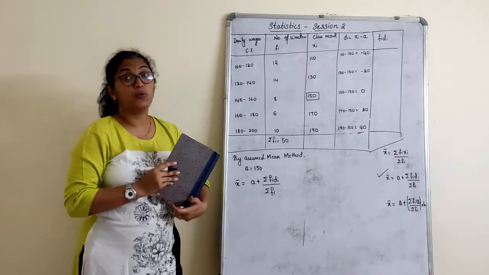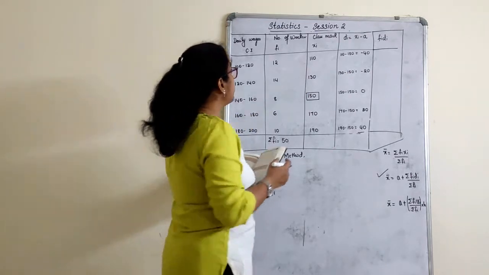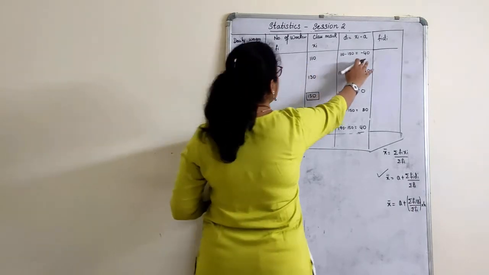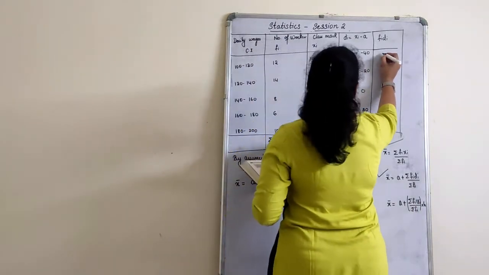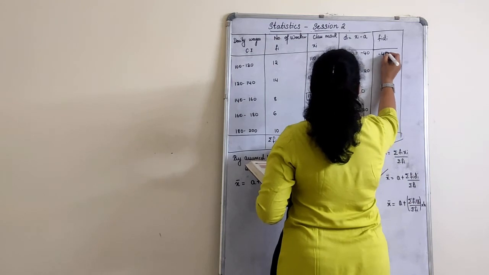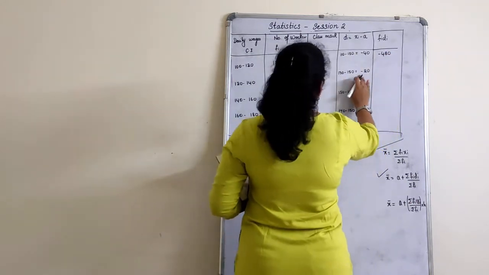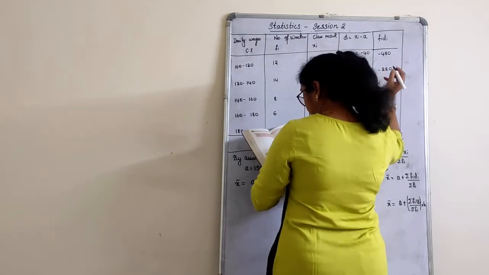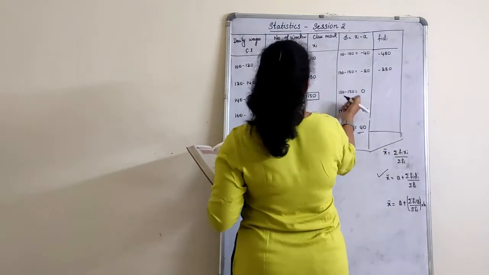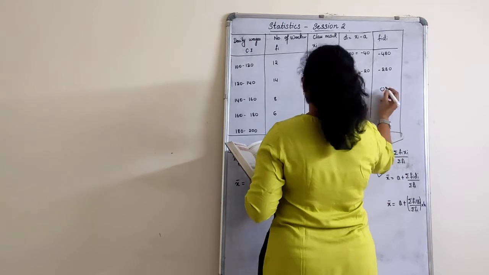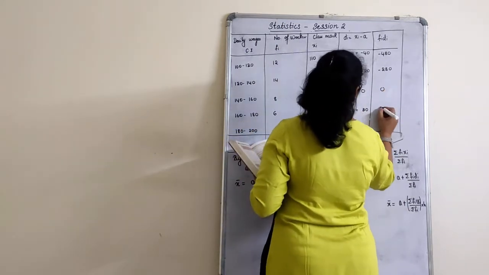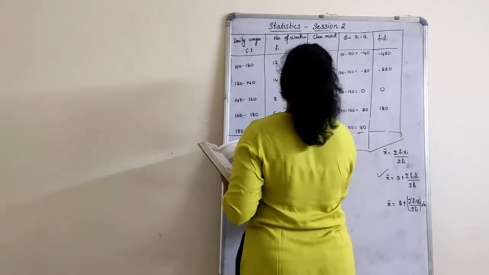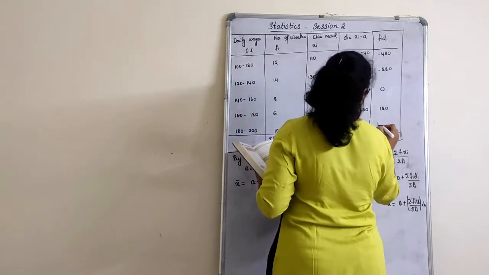What do I want now? Fi into di. Where is Fi? This is Fi into di. 12 fours are 48, minus 480. 14 twos are 28, minus 280. 0 into 8, 0. 6 twos are 12, 120. 10 into 40, 400.